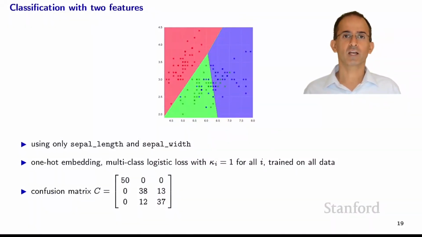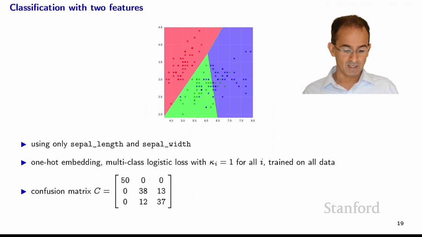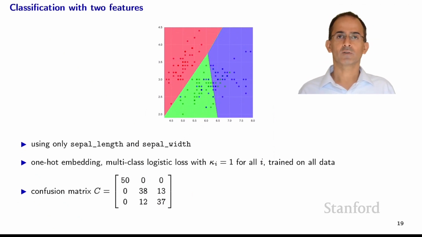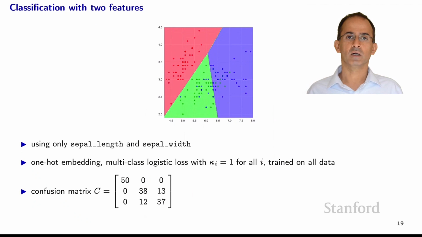So here we've done classification using only 2 of the features, sepal length and sepal width, and those are plotted in this figure. Again, we can see green dots, blue dots, and red dots, and it's relatively easy to separate the red dots. And this is using a linear predictor with one-hot embedding, multiclass logistic loss, and we're minimizing the probability of error so that the kappas are all 1. And here, there's no training and test set. We've simply trained it on all the data. Of course, if we had more data, we would be using a training and test set, and would also be using regularization.